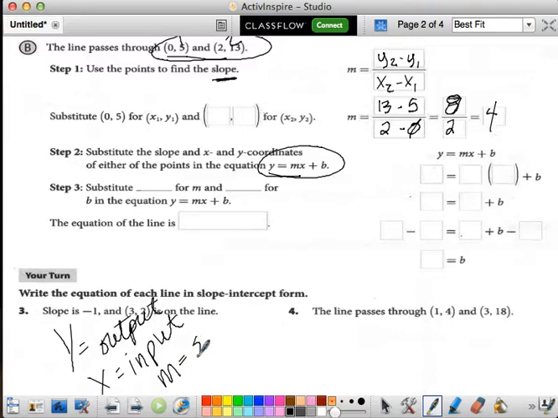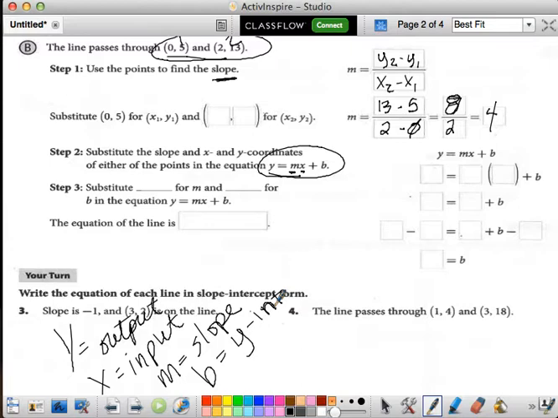M, we've talked about this before, it's your slope. So you already know that your slope goes right here next to your x. And b is always your y-intercept. So now we're getting really picky with our variables. These are the variables that you have to use when we're talking about slope-intercept form.